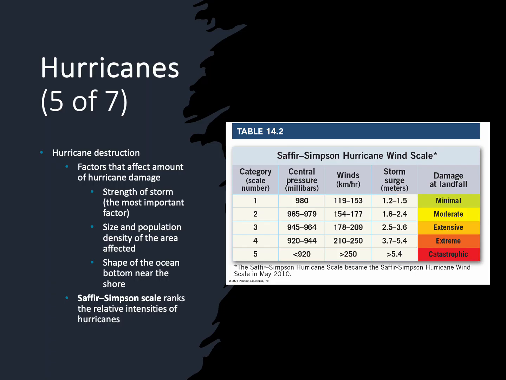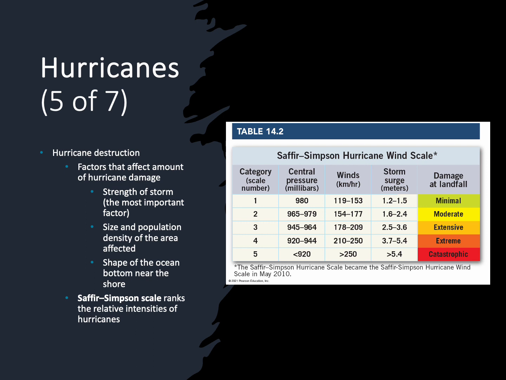We'll see that hurricanes can cause different amounts of destruction in different areas. The most important thing that determines exactly how much damage a hurricane can cause is the strength of the storm. And in order to measure the strength and the overall damage, we use the Saffir-Simpson scale. This is going to rank the intensities of our hurricanes from a category 1 to a category 5, where category 1 is minimal damage with lower winds, lower storm surge, and a category 5 is catastrophic damage with winds over 250 kilometers per hour and more than 15 feet of storm surge.